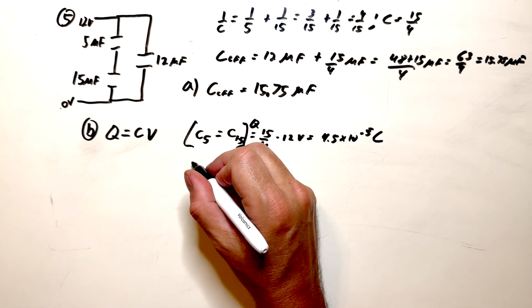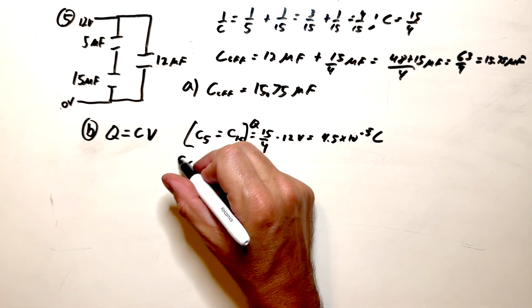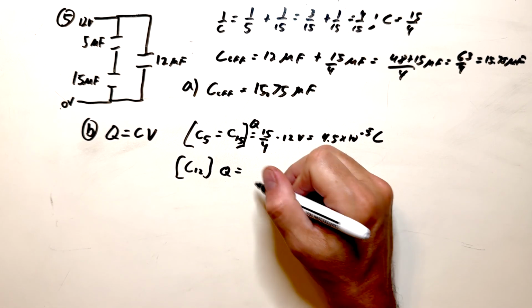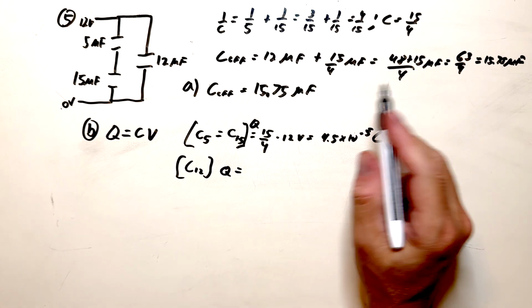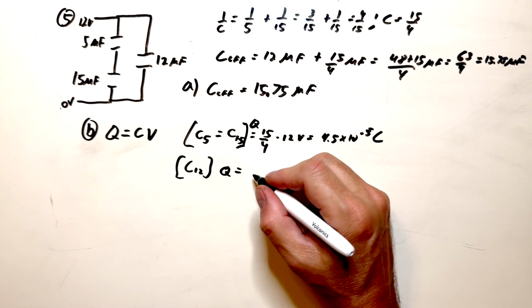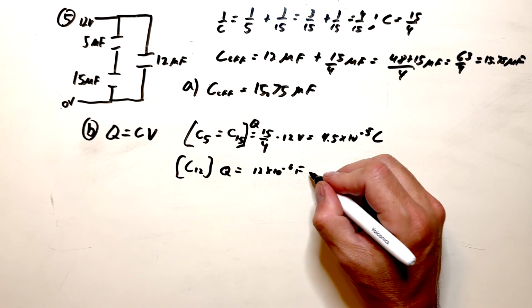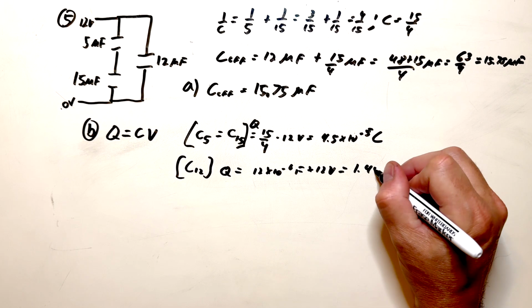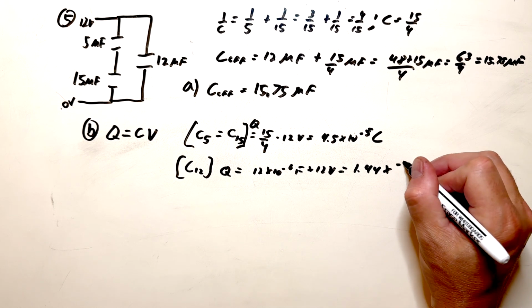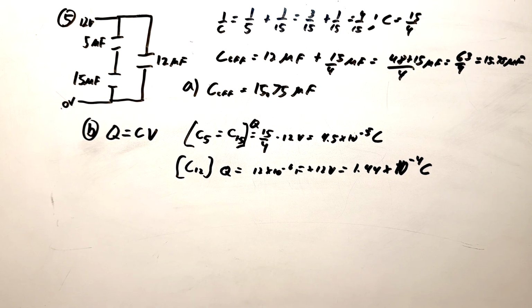And then for the capacitor C12, the charge is equal to 12 times 10 to the minus 6 farads times 12 volts equals 1.44 times 10 to the minus 4 coulombs of charge.